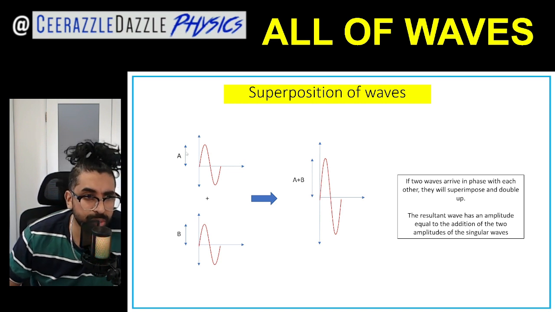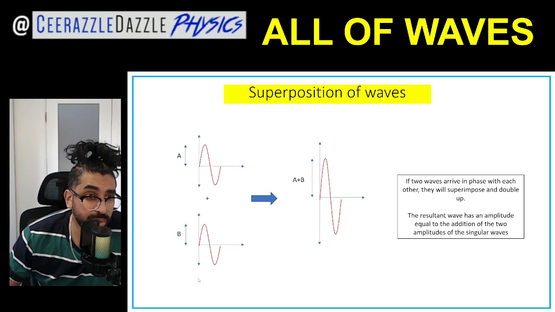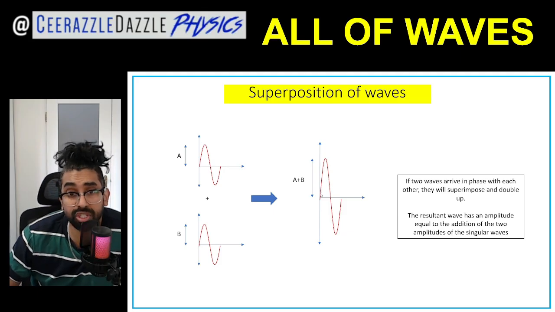So the amplitude of the first wave is A, the amplitude of the second wave is B. The total amount will be A and B because they will arrive in phase and they will double up here. So look, the frequency remains the same, but the amplitude is much larger now. So this is going to be the superposition of waves. The fact that you can add two waves together is called the superposition of waves.